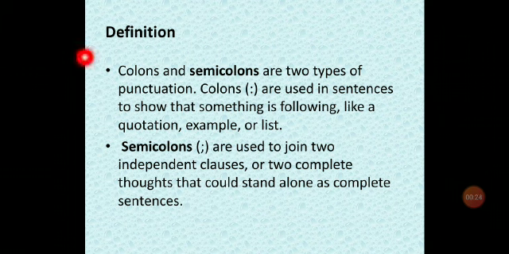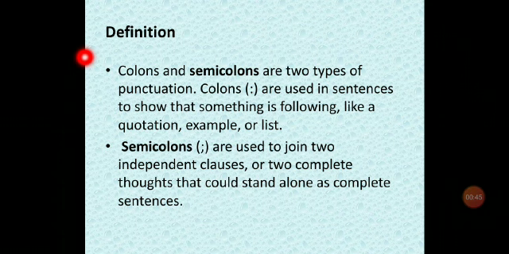As you know, punctuation marks are the marks like comma, full stop, question mark, colon, semicolon, and many others are used in writing to separate sentences and their elements. And why are they used to separate sentences and their elements? To clarify the meanings of the sentences and their elements.